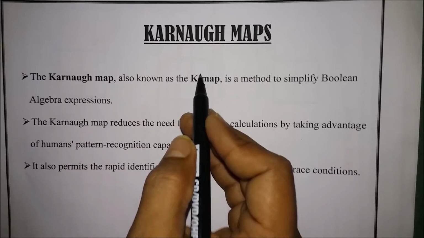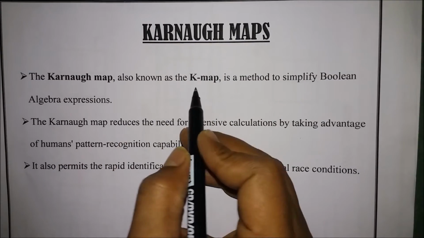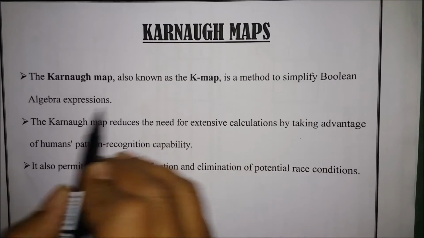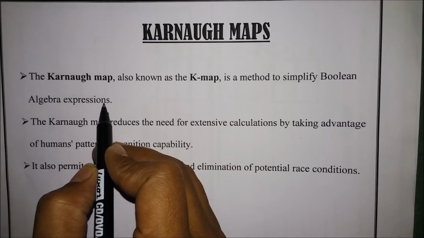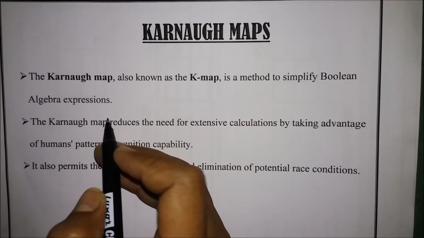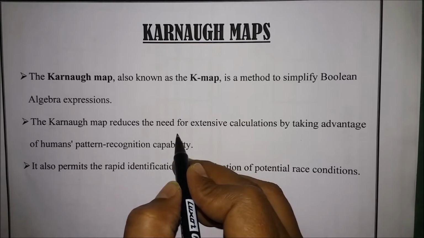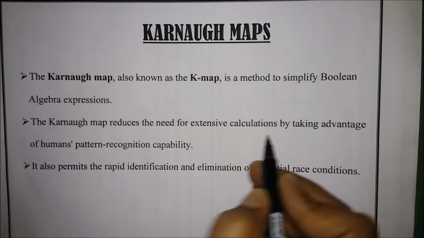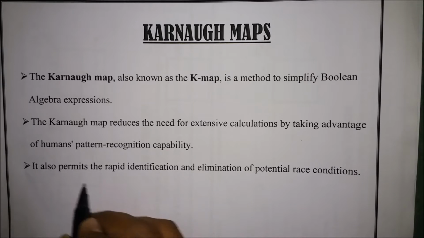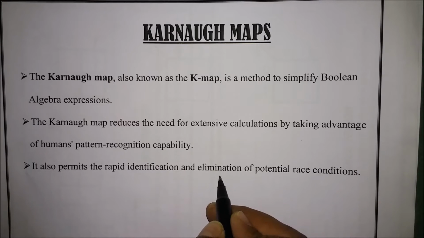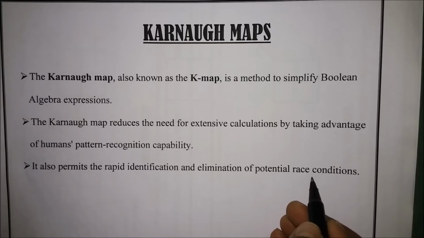Today we will discuss the Karnaugh maps. Karnaugh maps, also known as K-maps, are a method to simplify Boolean algebraic expressions. What we are doing here is using an alternate method to simplify the Boolean expression instead of using the postulates and the theorems. K-maps reduce the need for extensive calculations by taking advantage of human pattern recognition capability. It also permits the rapid identification and elimination of potential race conditions.